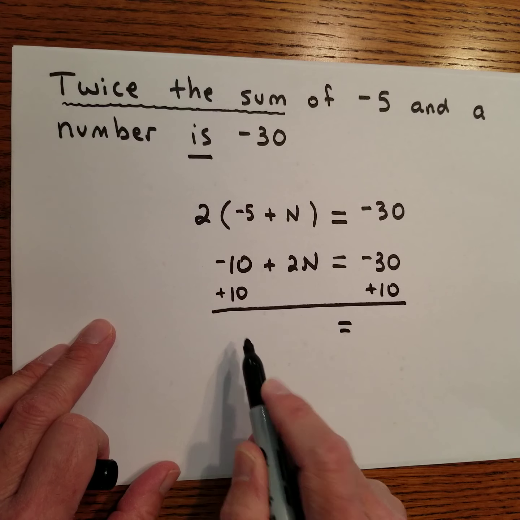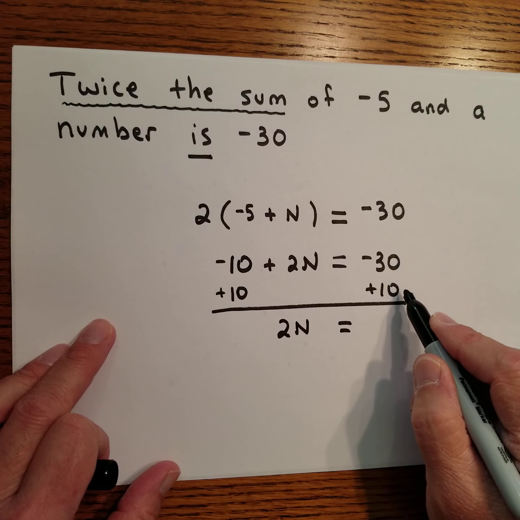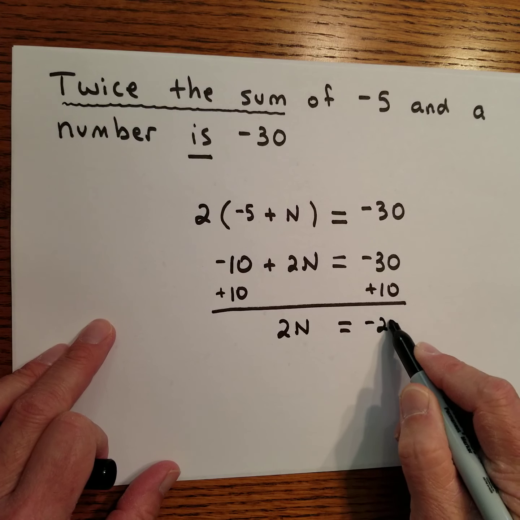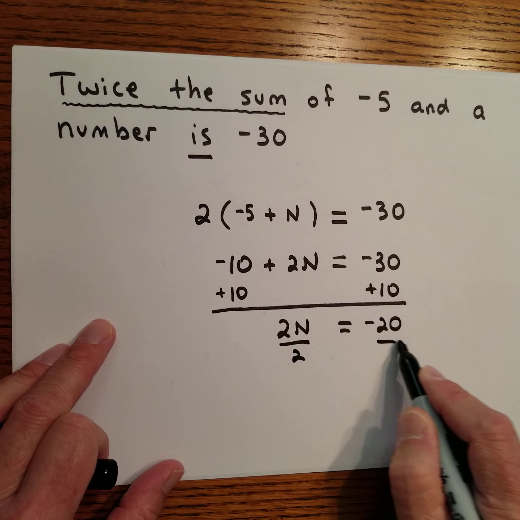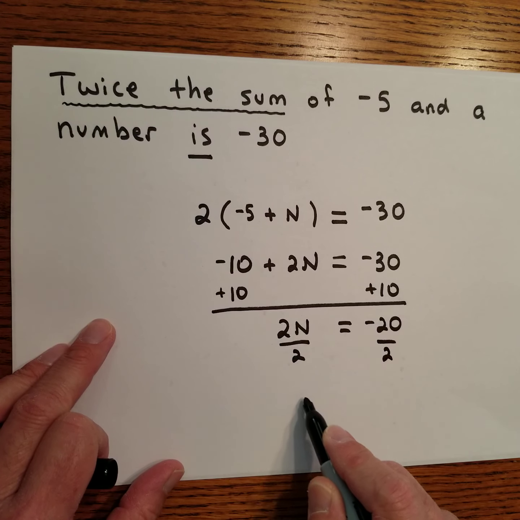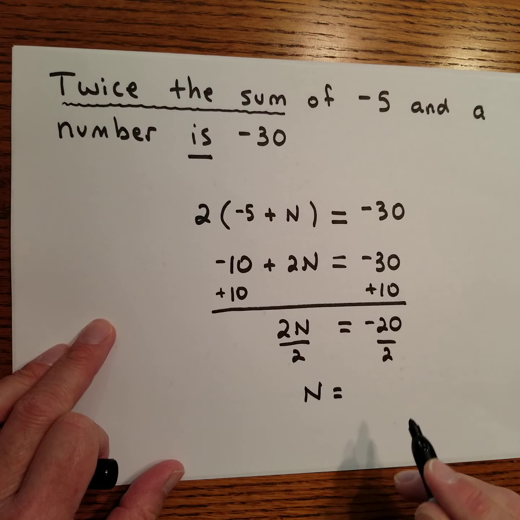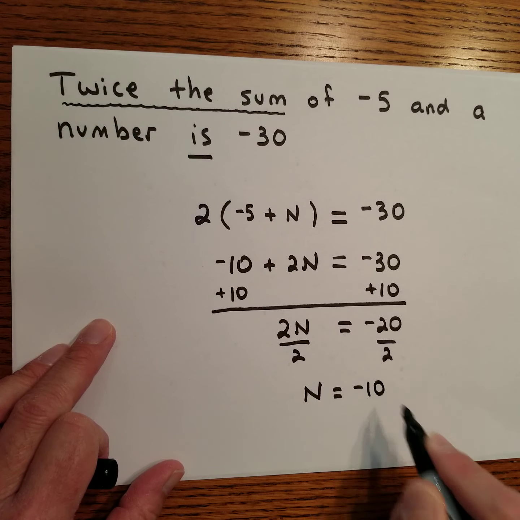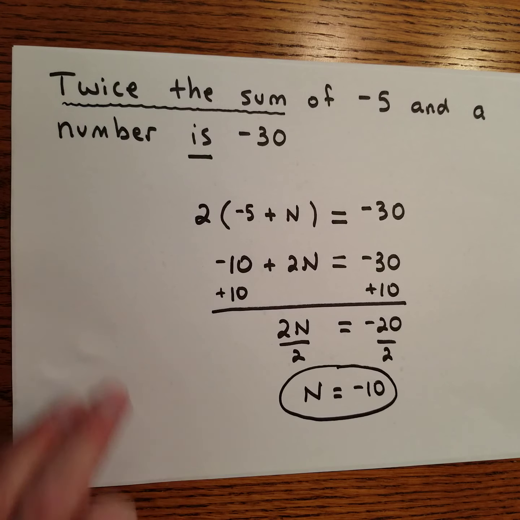-10 and +10 is 0, plus 2n. -30 and +10 is -20. Now divide by 2. 2 divided by 2 is 1n. A negative divided by a positive is a negative. That'll be -10. That looks great.